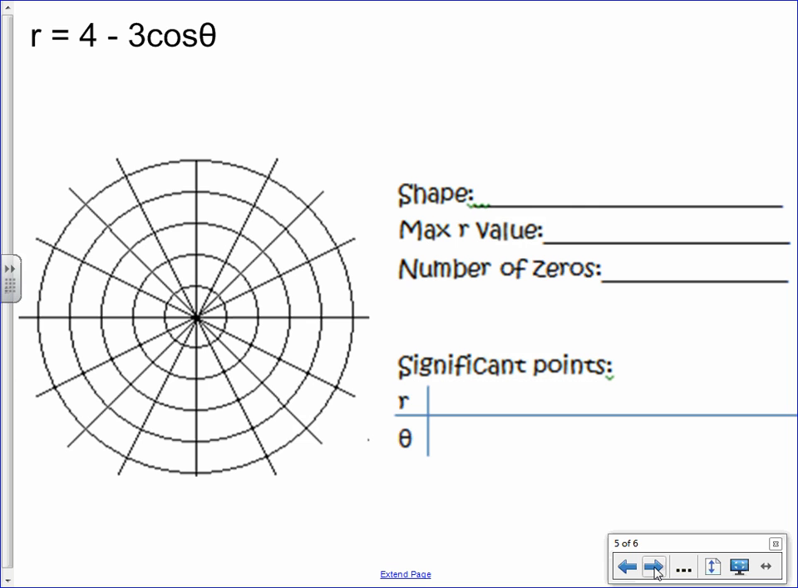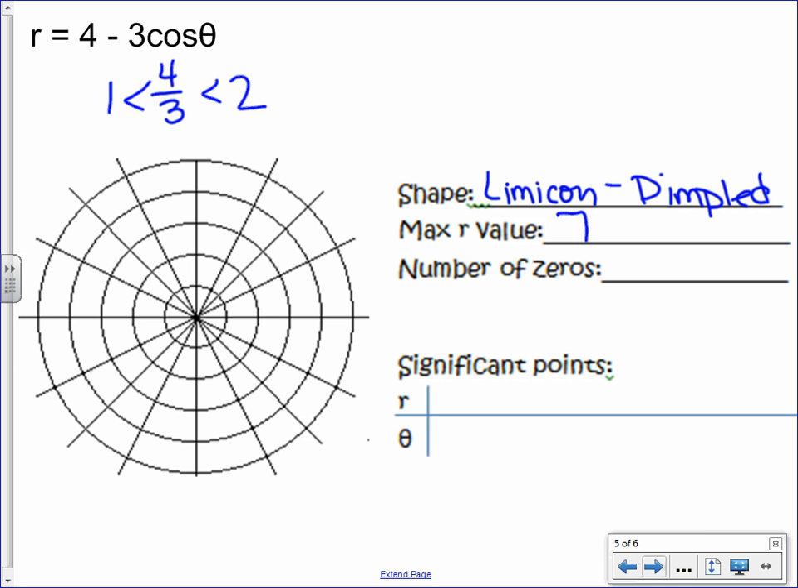Okay, is this a limacon? What kind? Dimpled, how do we know? Okay, A over B is in between 1 and 2. Okay, what is our max R value? 7. And where is the majority of this graph going to be? It's going to be mostly to the left, because we have cosine and we have A minus B.